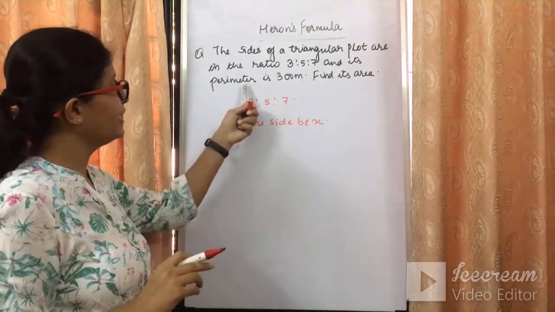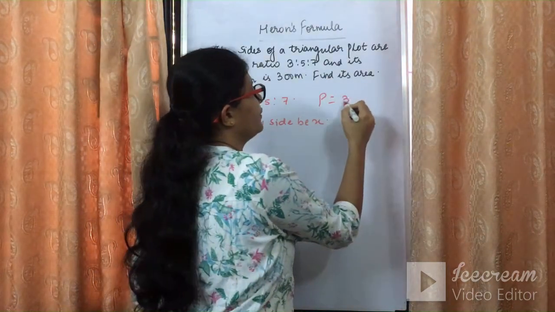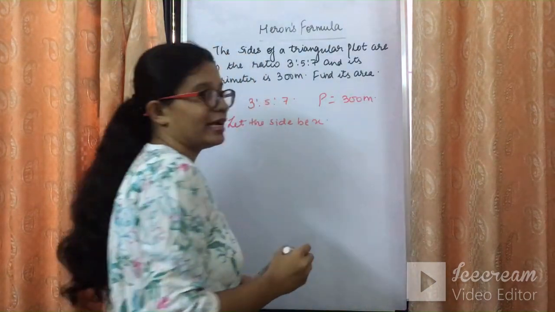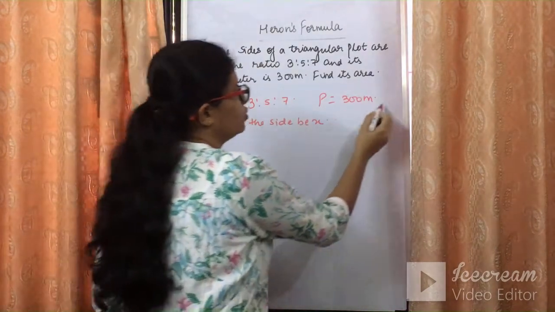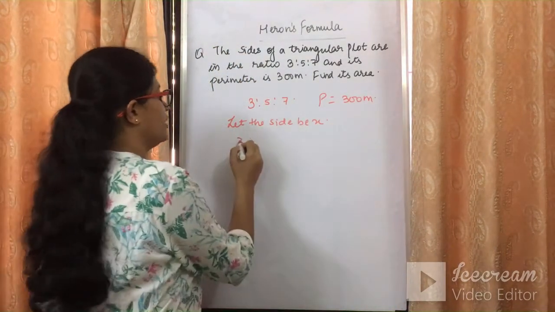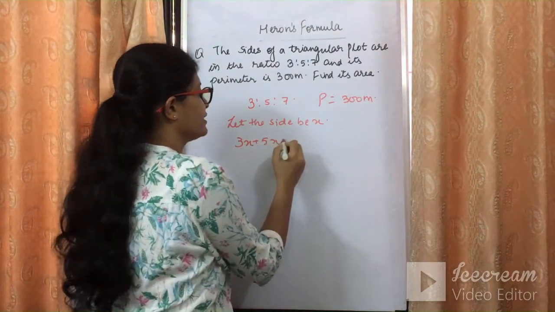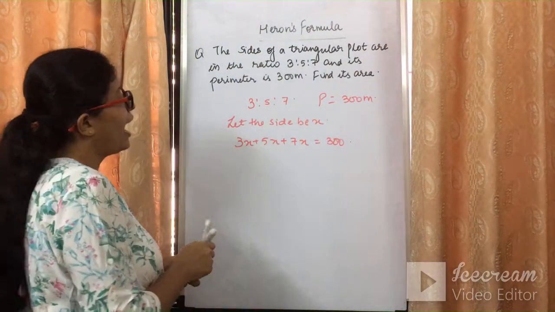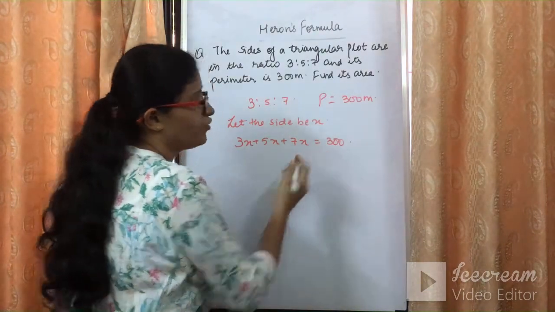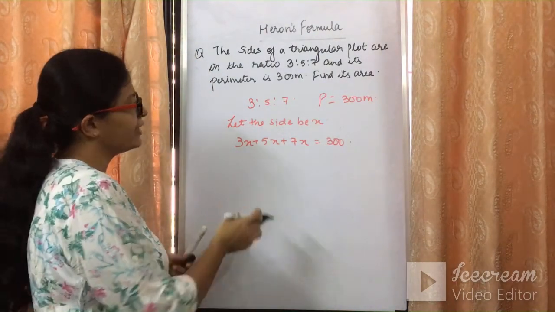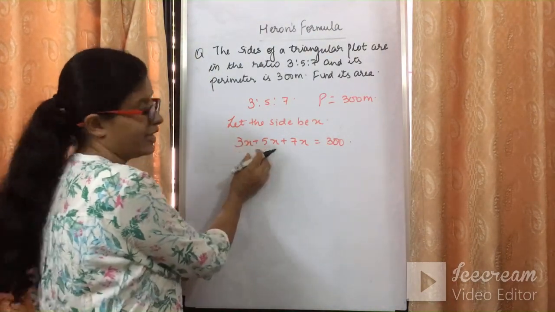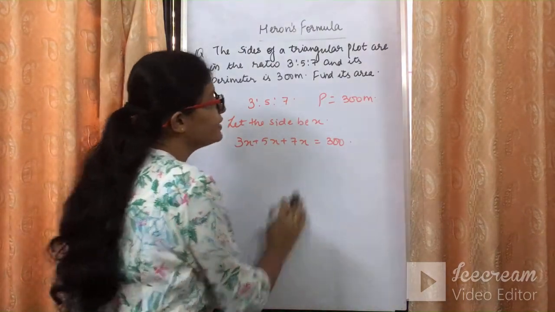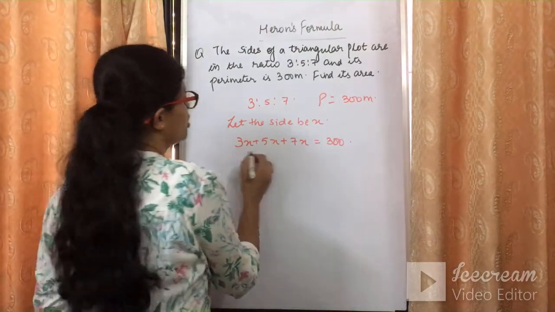And it has been given to me the perimeter is 300 meter. तो मैं क्या ये रिलेशन बना सकती हूँ कि सारे साइड्स को ऐड कर दूंगी तो मेरे को 300 मीटर मिलेगा. So it will be 3x plus 5x plus 7x will give me 300 meters, isn't it? And I know that if I solve this, I will get x. And if I get x, I can find out 3x is one of my sides, 5x is another side, and 7x is the third side of the triangle. So let's find it out.